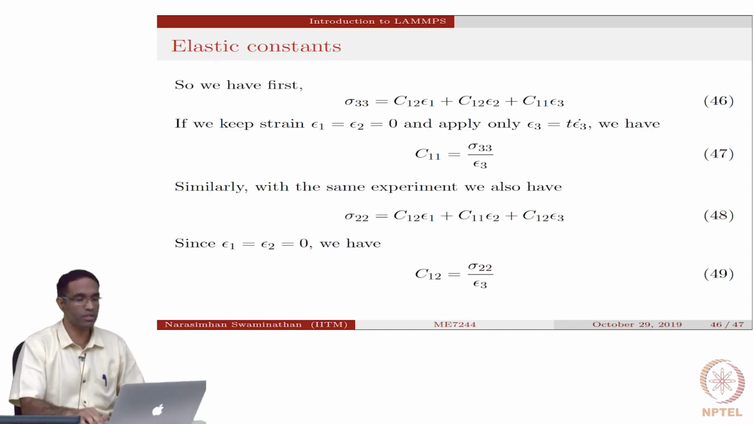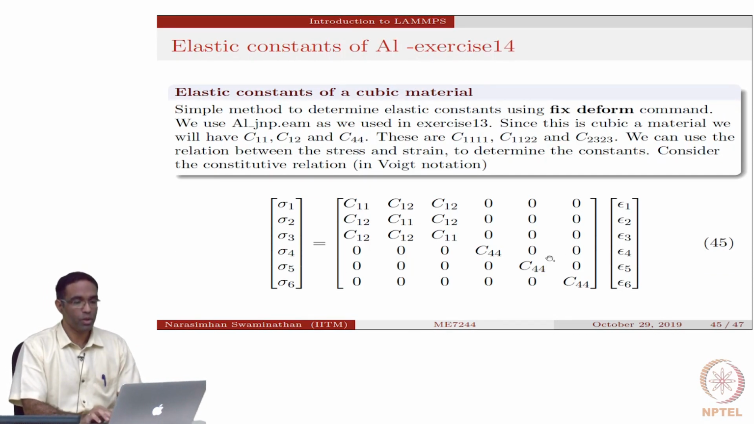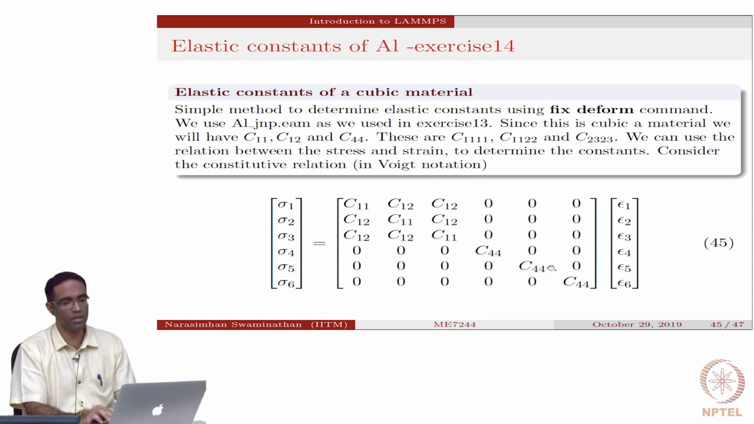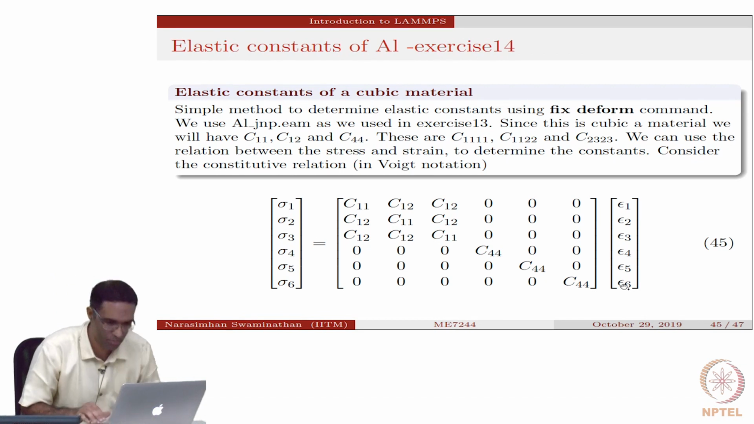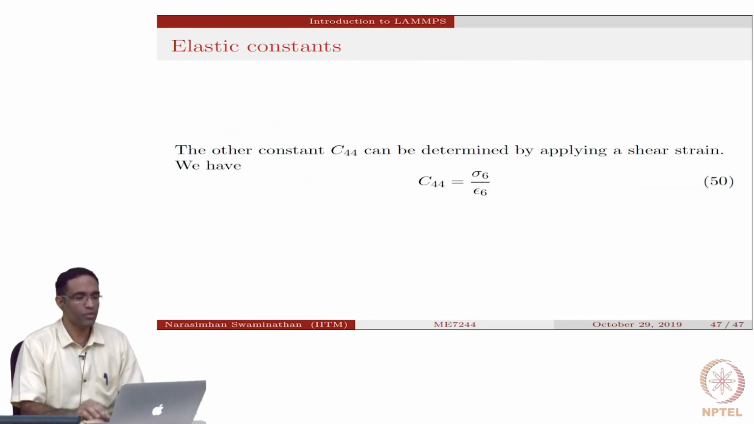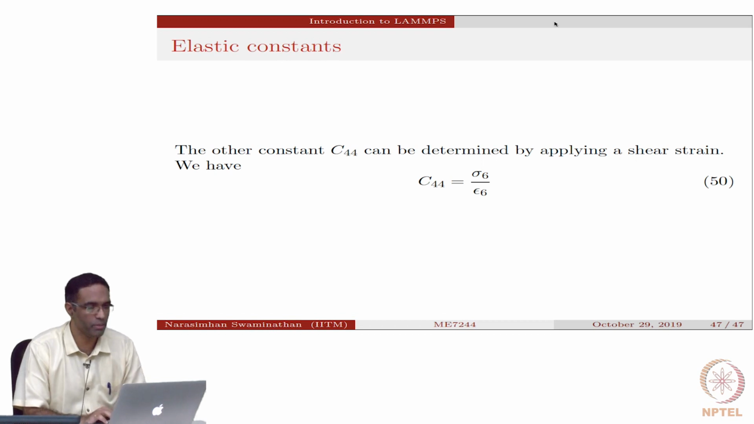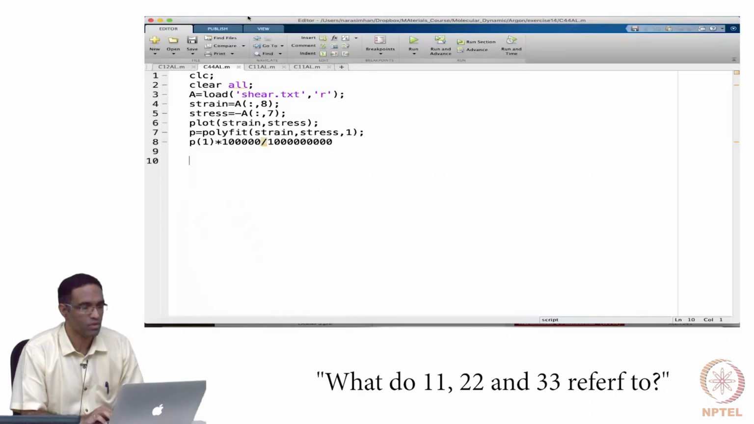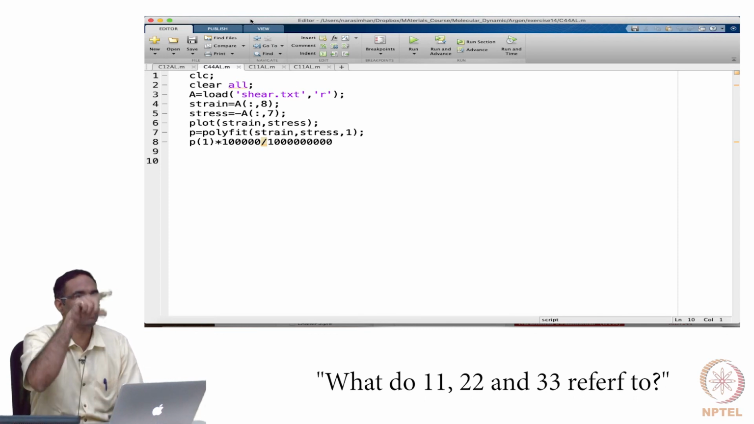However, for the other constant C44, you need to apply a shear strain. So, sigma 4 is equal to C44 times epsilon 4, or sigma 5 is equal to, sigma 5 means 2323, this is 13, sigma 13 is C44 times epsilon 13, and sigma 12 is basically C44 times epsilon 12, or epsilon xy. So, we can do these simple experiments in LAMMPS in order to find out these elastic constants, and which is what we will be doing in exercise number 14. So, sigma xy, so x is one direction and y is two direction and z is three direction.